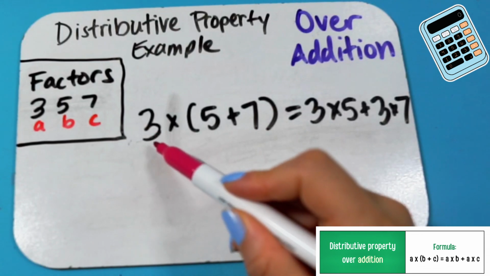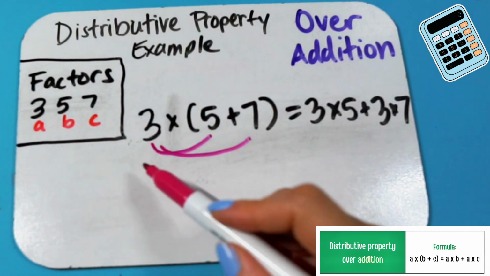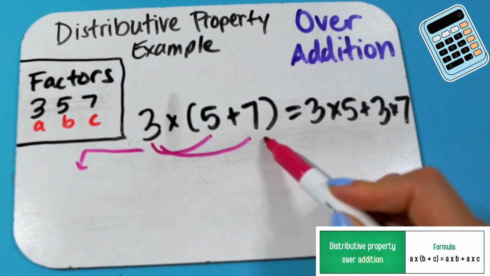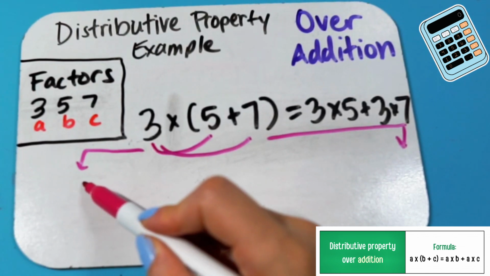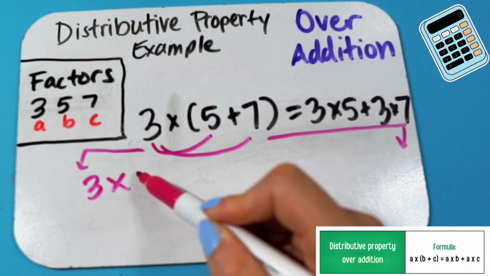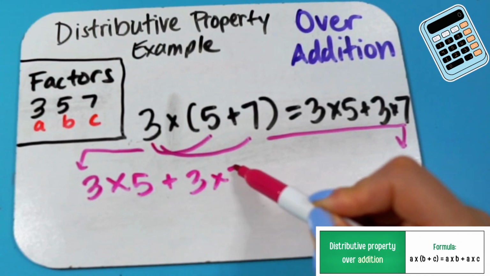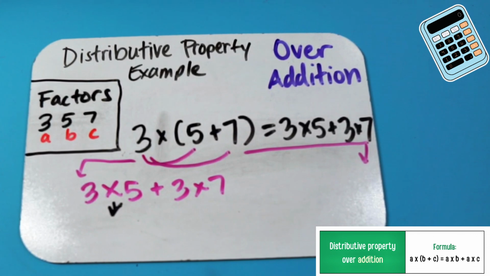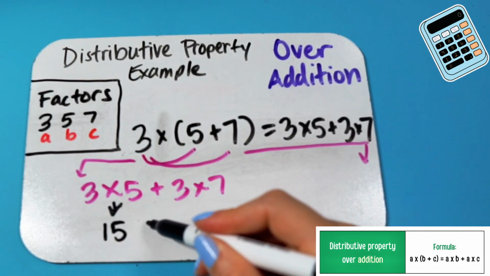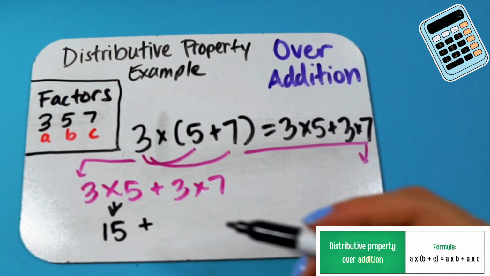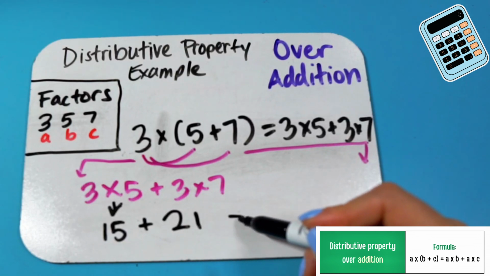So to demonstrate what we're doing, we're going to take 3 times 5 plus 3 times 7 here. Let's pull it down just for clarity purposes, just to make it neat. So we're going to do 3 times 5 plus 3 times 7. So we know that 3 times 5 is 15 plus 3 times 7 is 21. 15 plus 21 equals 36.